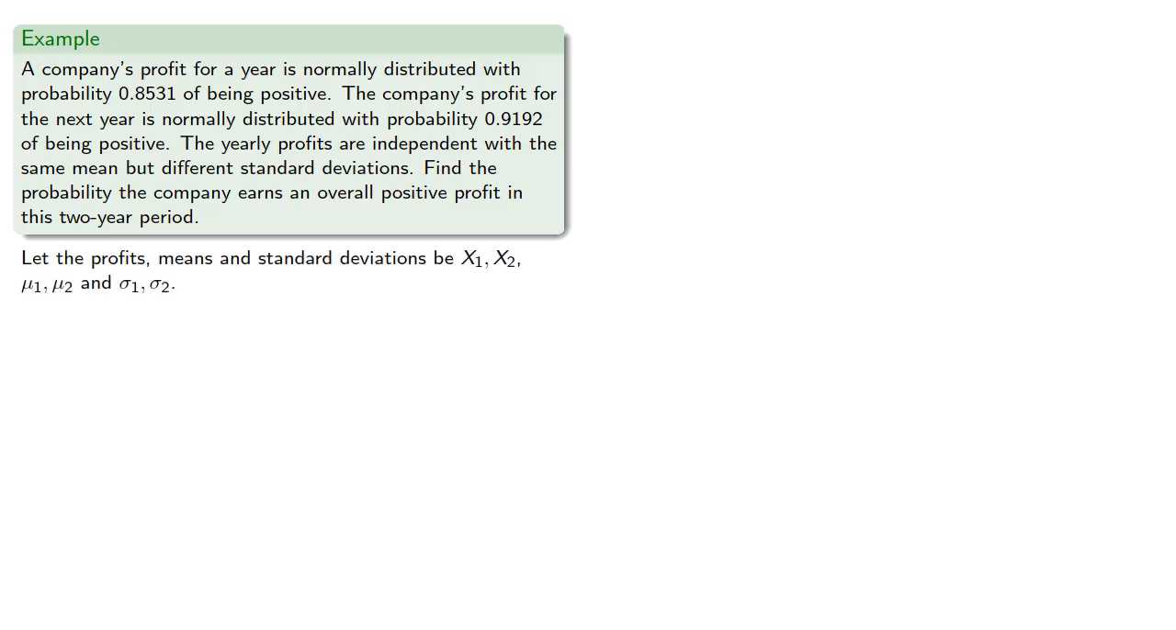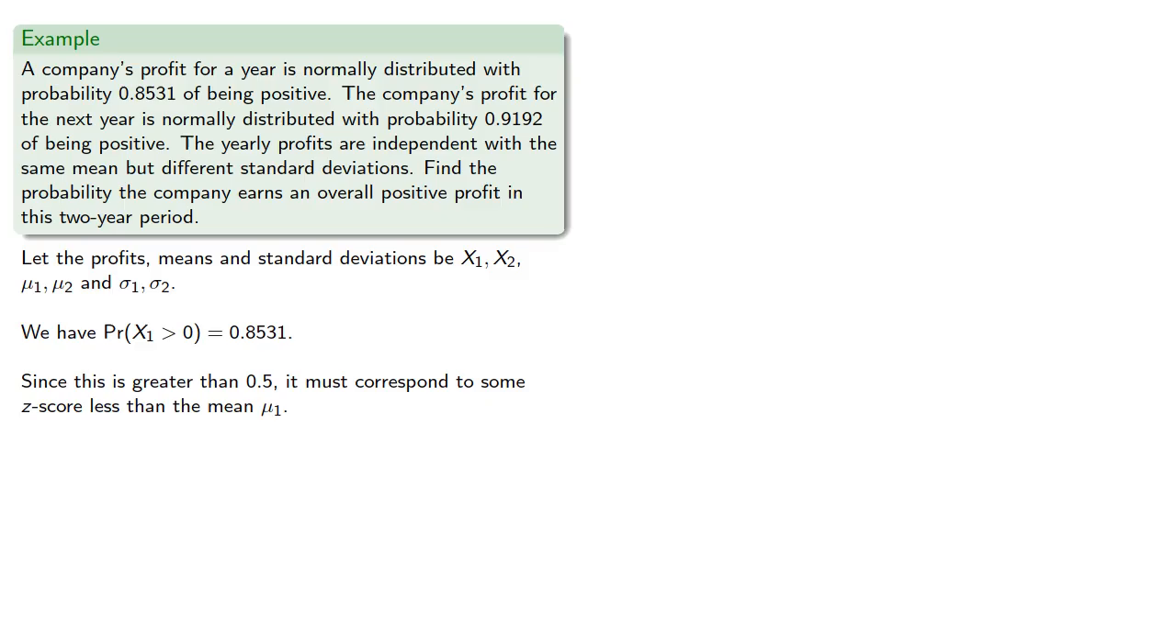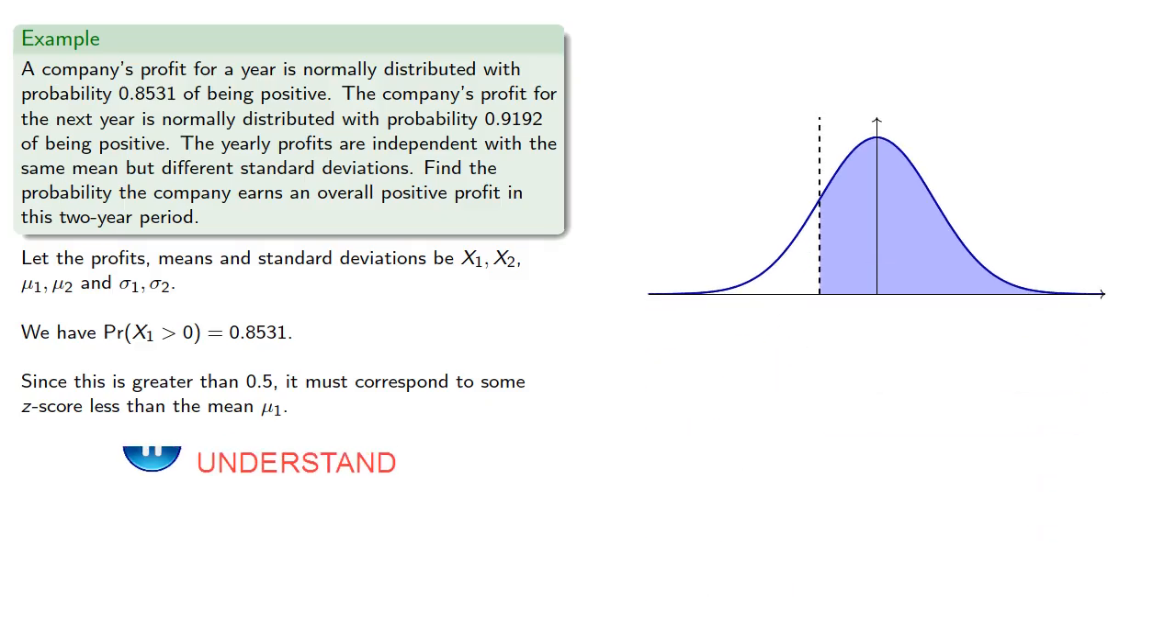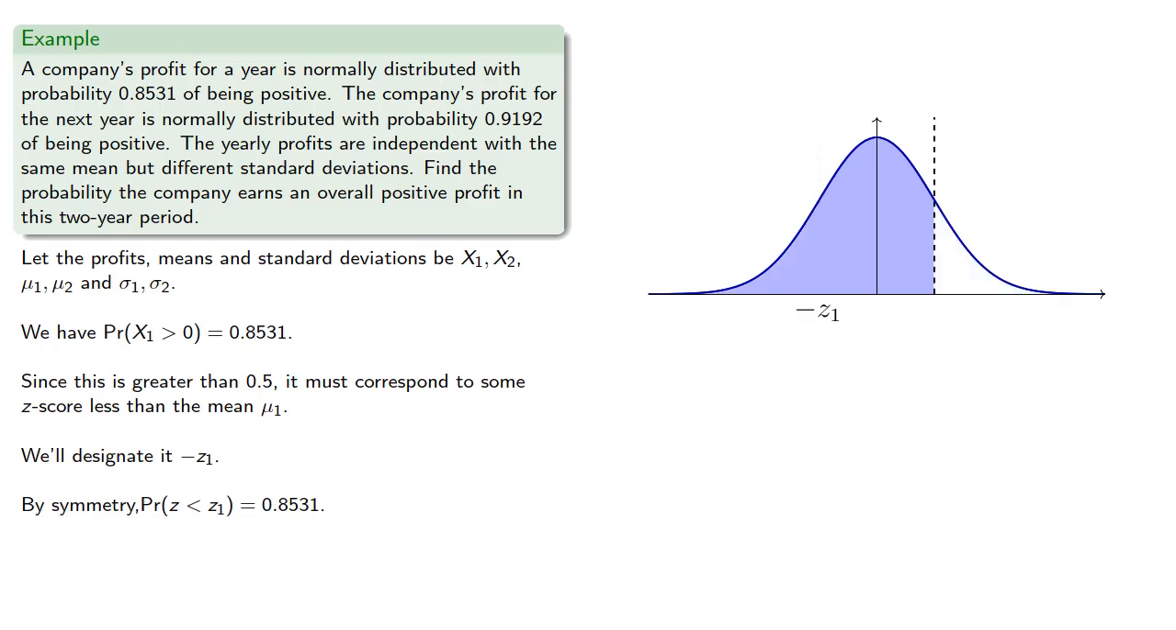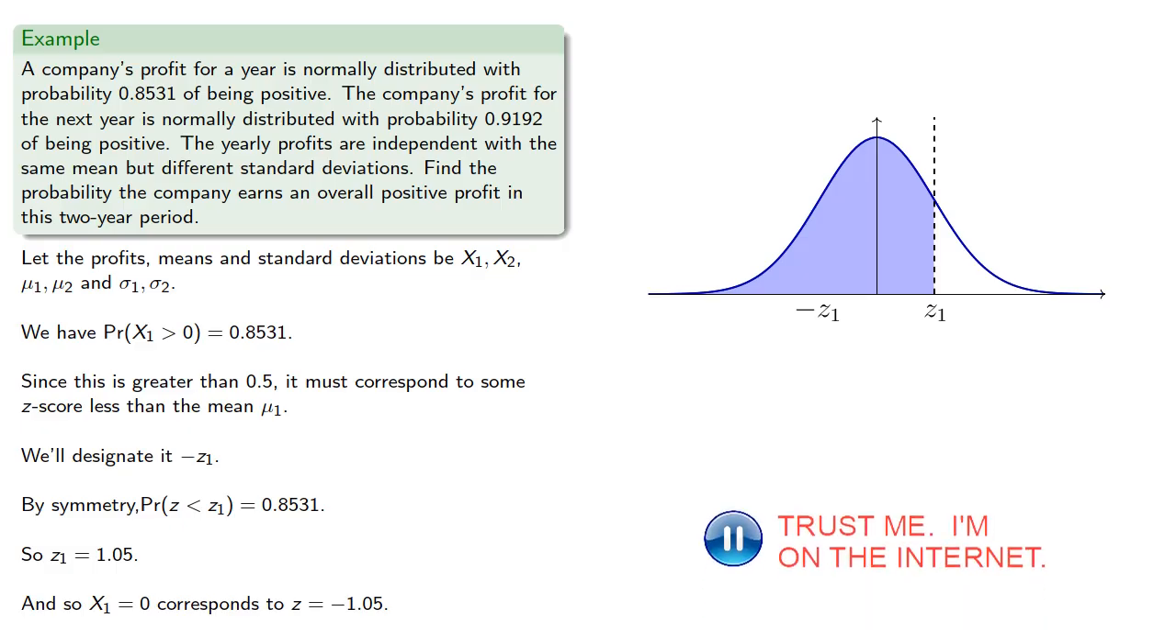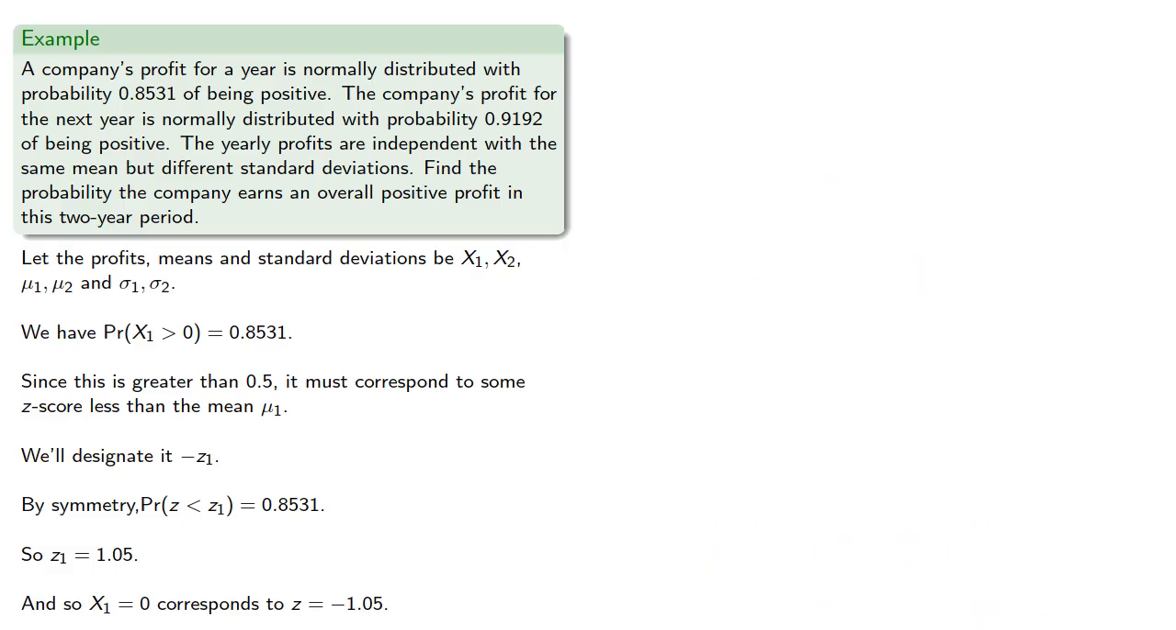Let the profits, means, and standard deviations be. We have the probability that x1 is positive, and since this is greater than 0.5, it must correspond to some z-score less than the mean. So as usual, we'll designate it minus z1, and by symmetry, the probability that z is less than z1 is the same. And so we can recover our z-score. And so x1 equals 0 corresponds to z equals negative 1.05.